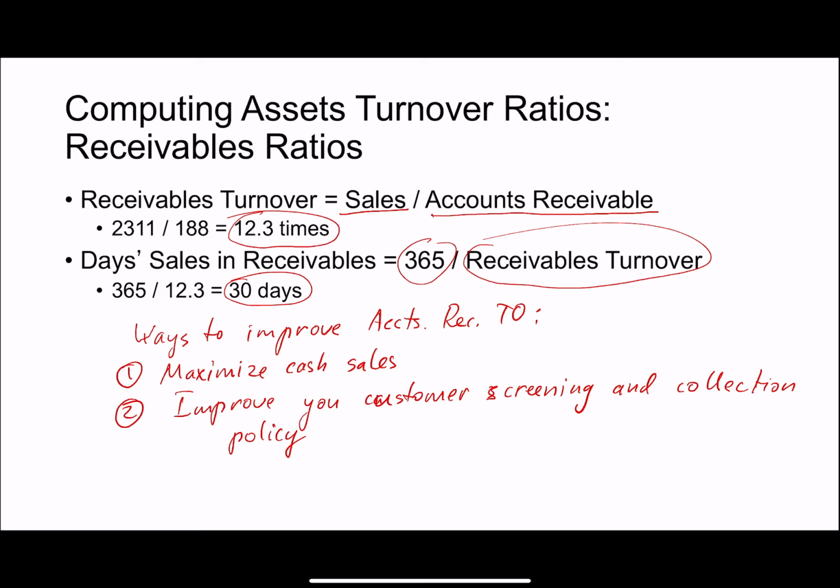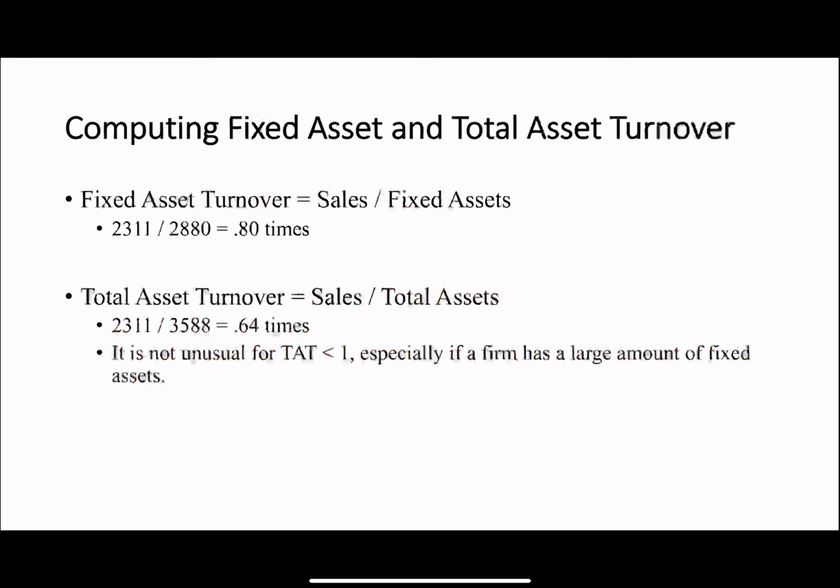So the bottom line, you want to increase your sales without necessarily adding to your accounts receivable. Or alternatively, you want to keep your sales at the same level but reduce your accounts receivable balance. All of those actions will allow you to increase your accounts receivable turnover. And finally, you have your fixed asset turnover, which is sales, again, divided by fixed assets. And in our case, it's equal to 0.8 times, so it's less than 1.